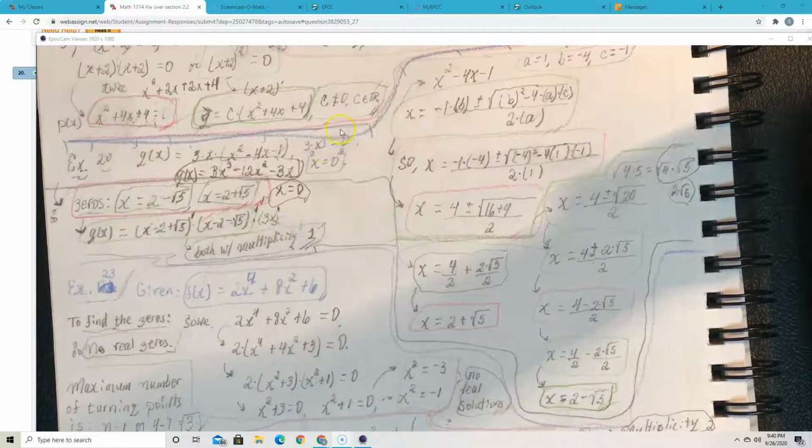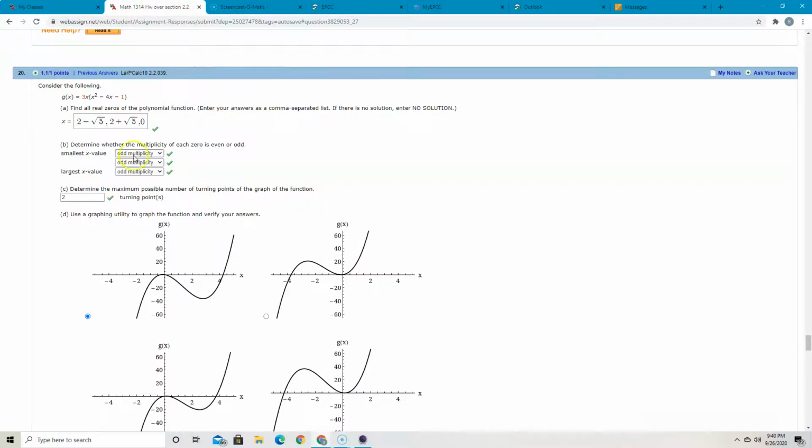If we go to our WebAssign now, number 20. This is what we had. Here are our zeros. Determine the maximum number of turning points, which we just talked about. It was the degree 3 minus 1, or add up all the multiplicities, and that gives you the degree. Each one of them had multiplicity 1, so it added up to 3. 3 minus 1 is 2, so there's a maximum of 2 turning points. Maximum. That's letter C.